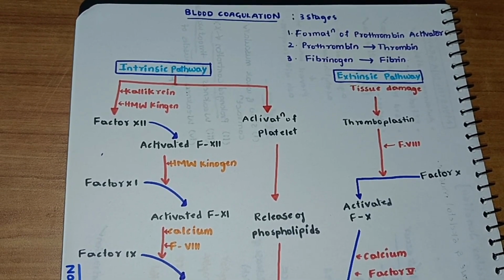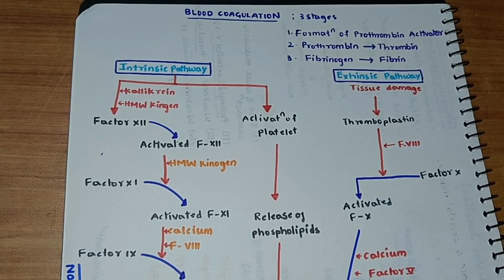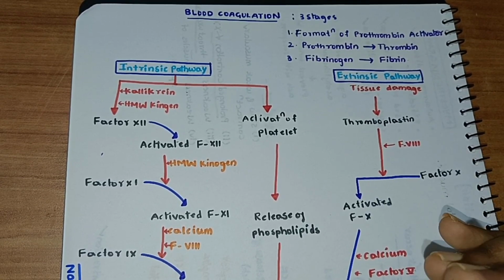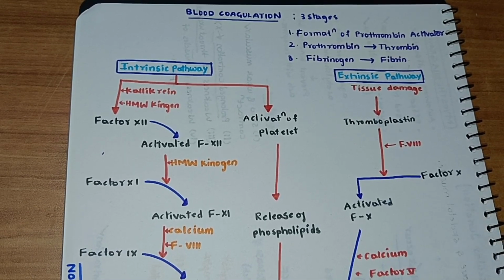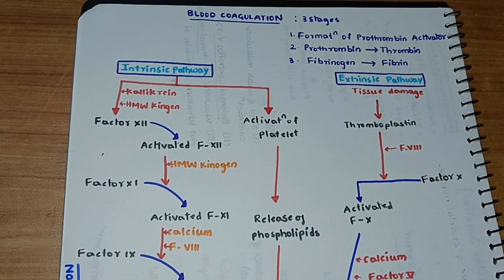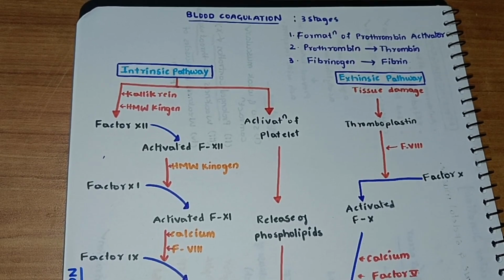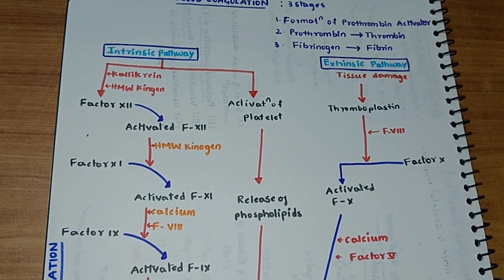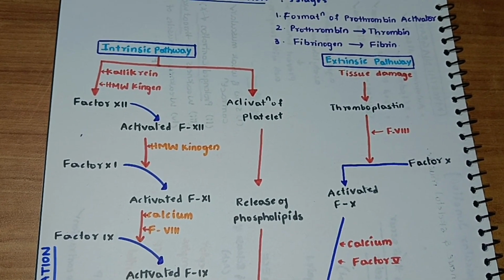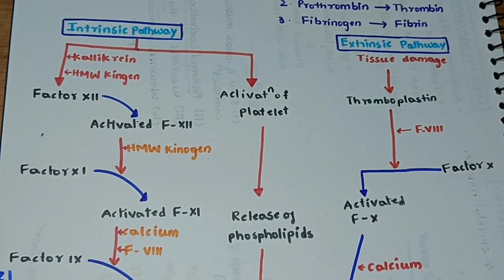What are they? Formation of prothrombin activator, that in turn activates prothrombin to thrombin and fibrinogen to fibrin. These are the three main stages that take place in blood coagulation. Now prothrombin activator is formed by two main pathways, intrinsic pathway and extrinsic pathway. If there is injury to the blood vessel, the intrinsic pathway is activated.